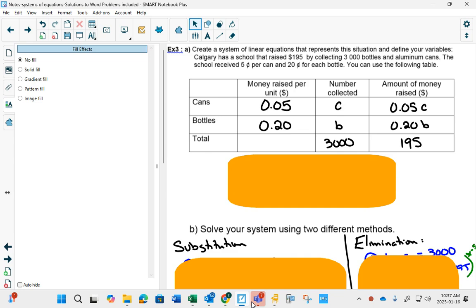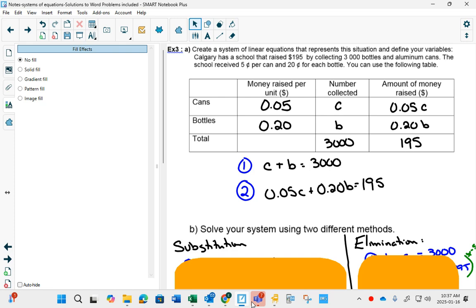So let's see how you did on the chart for the first one. I noticed a lot of you wrote 5 cents and 20 cents. Because this has a dollar sign here, it probably would be better to write 0.05 and 0.20. And you get your 2 equations, because the number collected, C plus B, has to equal 3,000. And the money raised, 0.05 per can plus 0.20 per bottle, has to equal 195.